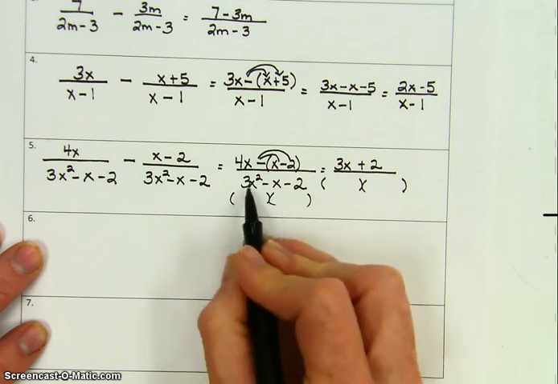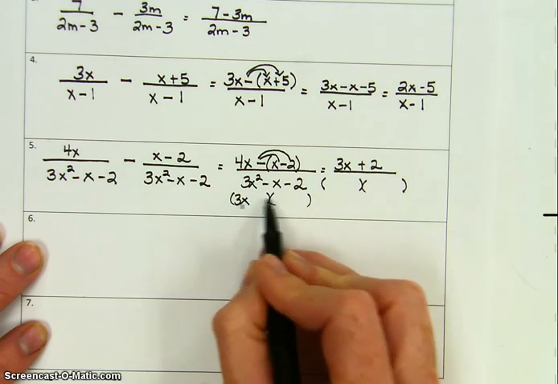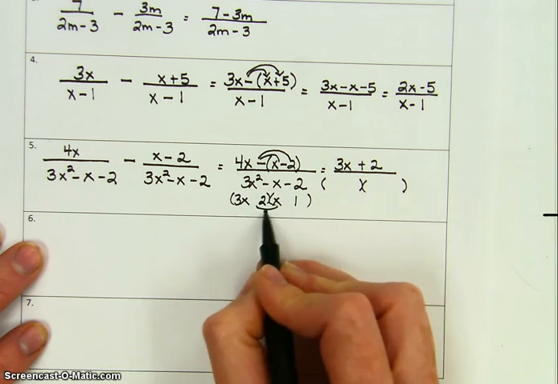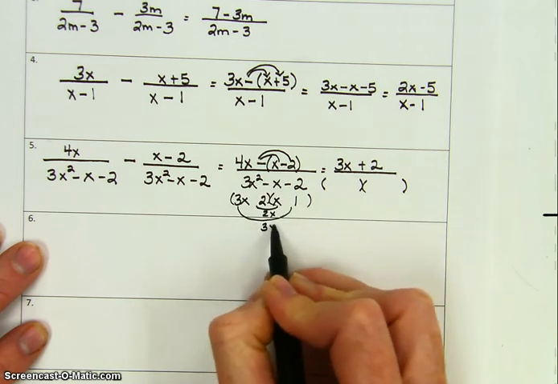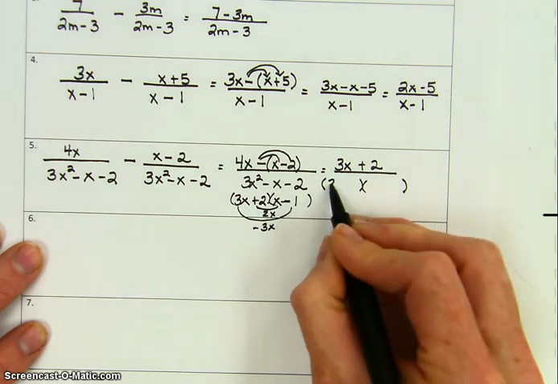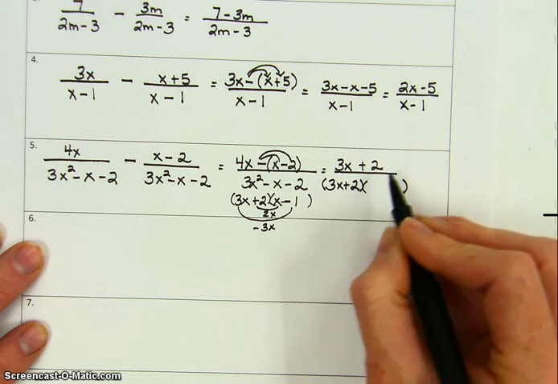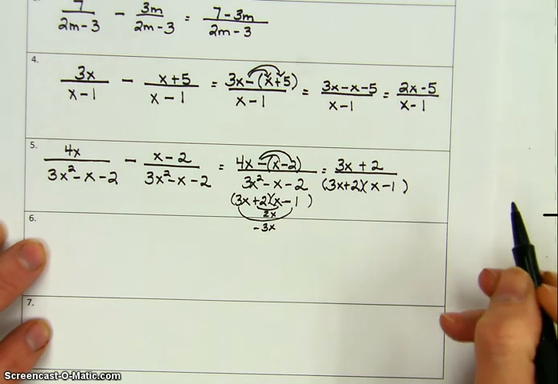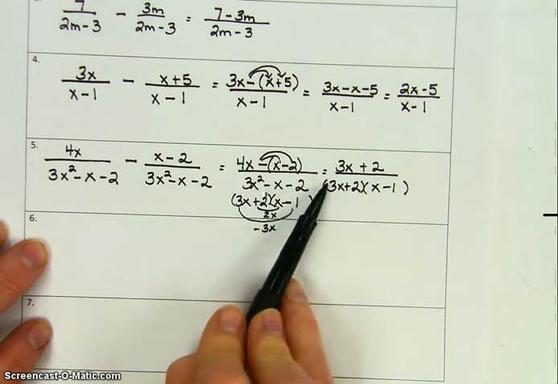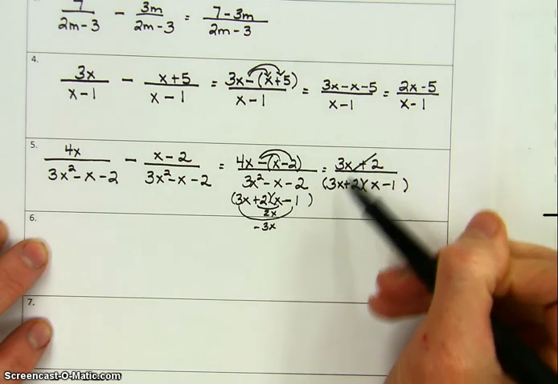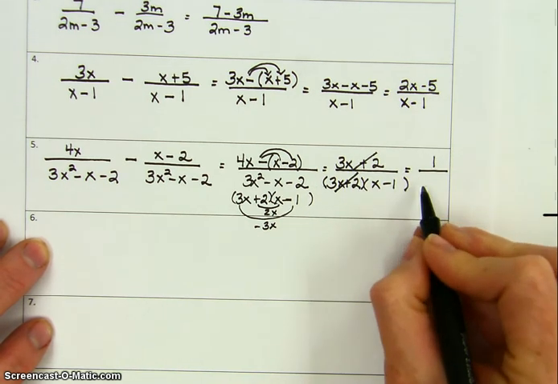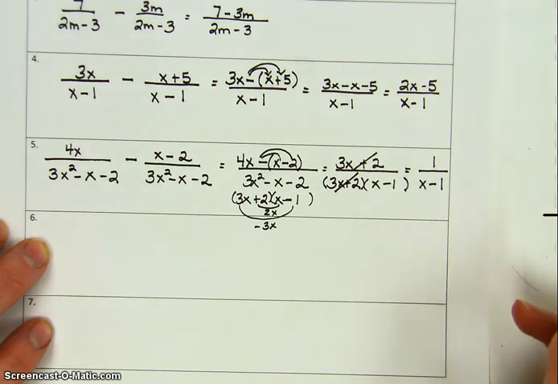So let's see. Factors of 3 will be 3x and x. Factors of 2 will be 2 and 1. Let's see if this factors correctly. I can get a negative 1 in the middle, so that is negative, that is positive. So over here you can see that it's 3x plus 2 and an x minus 1. And if you did not factor the denominator, then you would never realize that it has a common factor. Because these are common factors, we can simplify this, and our final answer will be 1 over x minus 1.